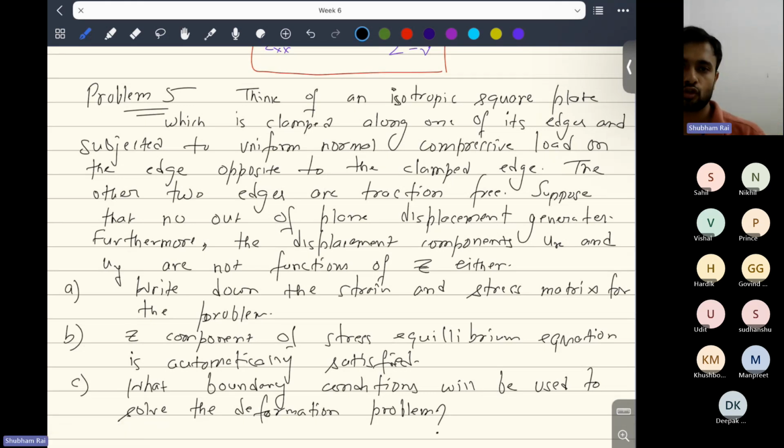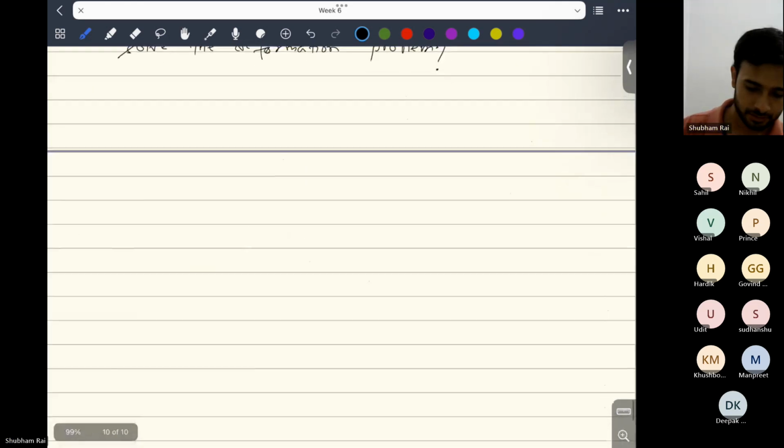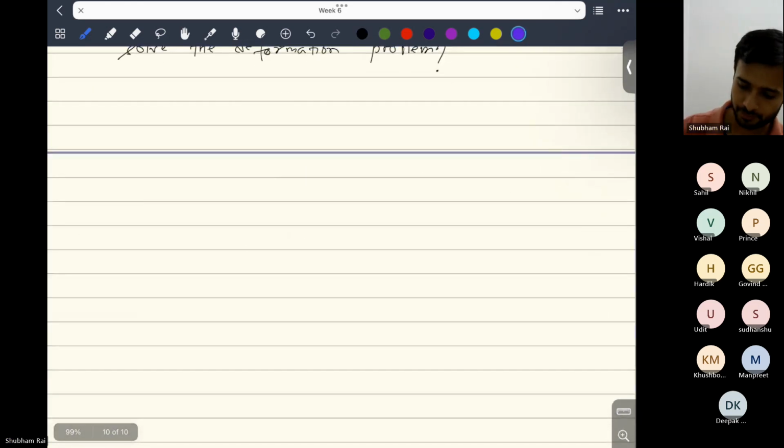You have to think of an isotropic square plate which is clamped along one of its edges and subjected to the uniform normal compressive load on the edge opposite to the clamped edge. The other two edges are traction free. Okay, so let me draw the diagram first. So this is the solution. The diagram looks something like this.